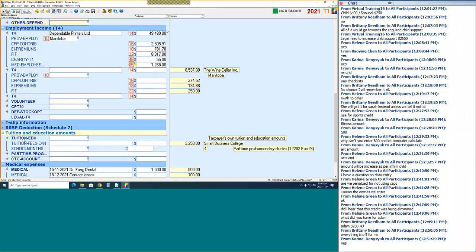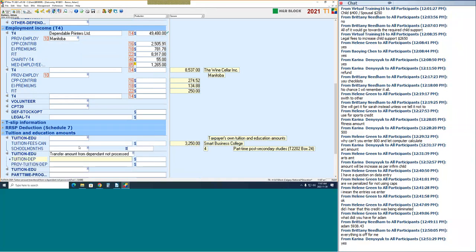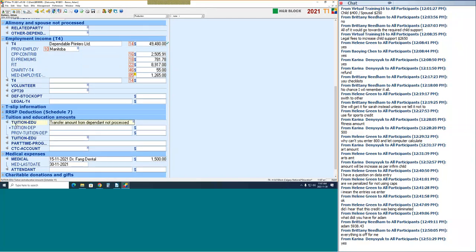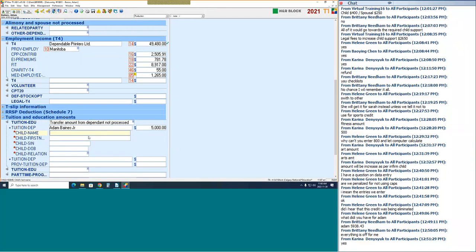And this time when I go into tuition education amounts, I'm going to pick transfer amount from dependent not processed. I'm going to make this go away because it's driving me nuts. So if I transfer from dependent not processed, it's going to ask me who is the dependent. So maybe the dependent's name is Adam Baines Jr. He named his son after himself. And how much am I going to transfer? Maybe 5,000.